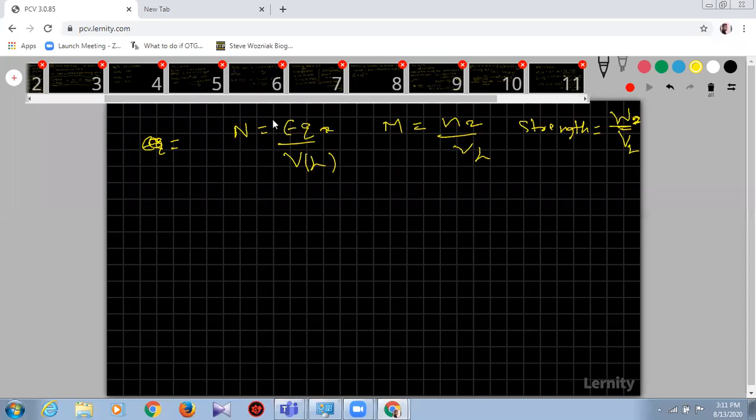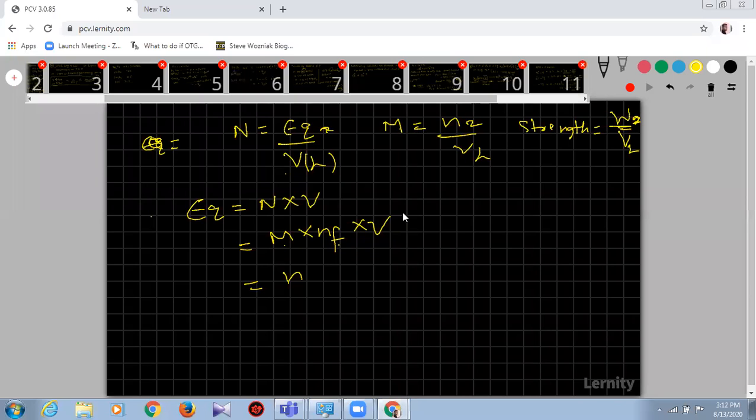So here, equivalence is equal to what? How can I write it? Normality into volume. So equivalence, how do you calculate it? Normality into volume. And what about normality? Molarity into n factor, into volume. Am I right or not? That is the case. Next, another formula here: number of moles is equal to molarity into volume.